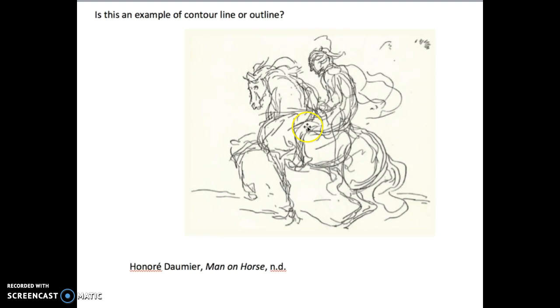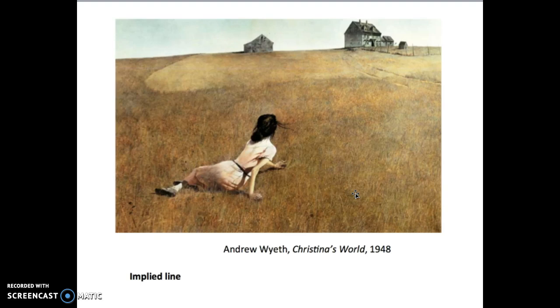Honoré Daumier's Man on a Horse is a very clear depiction of contour line. It's very busy. There's lots of lines indicating form here. Kind of the roundness of this horse's rump is indicated using multiple contour lines.